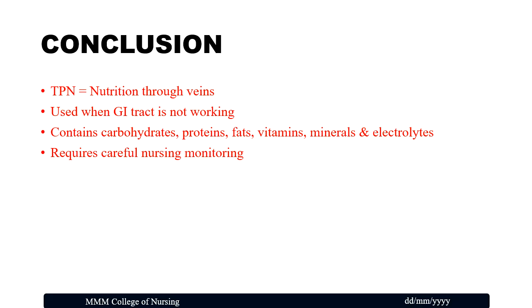To conclude, TPN is nothing but nutrition given through the veins, used when the GI tract is not working. It contains carbohydrates, proteins, fats, minerals, and electrolytes as well. So it requires careful nursing monitoring. Hope you understood the topic.